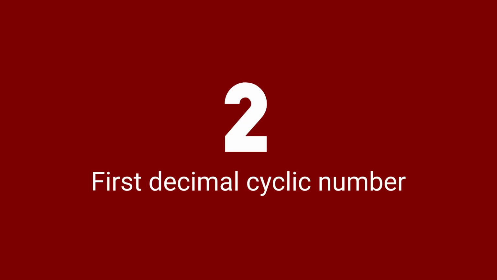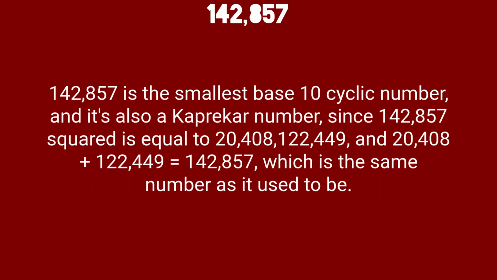First decimal cyclic number. 142,857 is the smallest base 10 cyclic number, and it's also a Kaprekar number, since 142,857 squared is equal to 20,408,122,449, and 20,408 plus 122,449 equals 142,857, which is the same number as it started with.